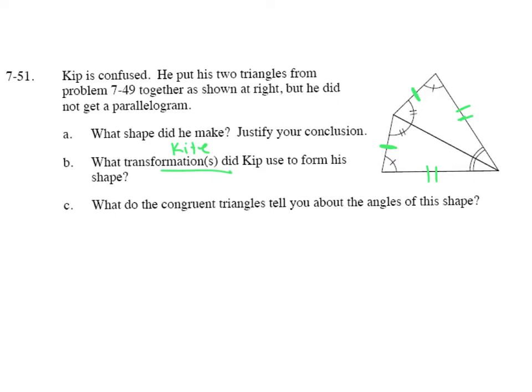And then my question is, what do congruent triangles tell you about the angles of this shape? Well, if I look at the angles of the kite, I see that one pair is the same. And I see that the other angles look like they got cut in half. Again, these are properties that we're going to keep track of at the end of this video.